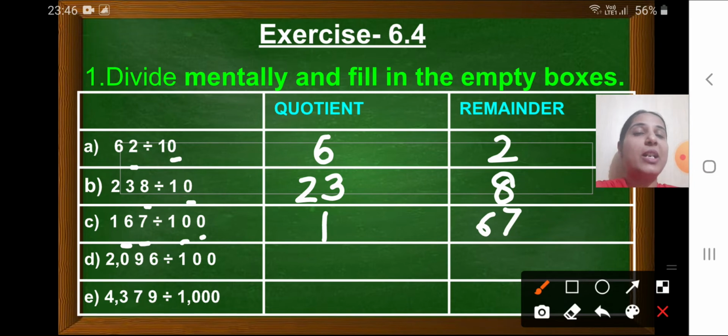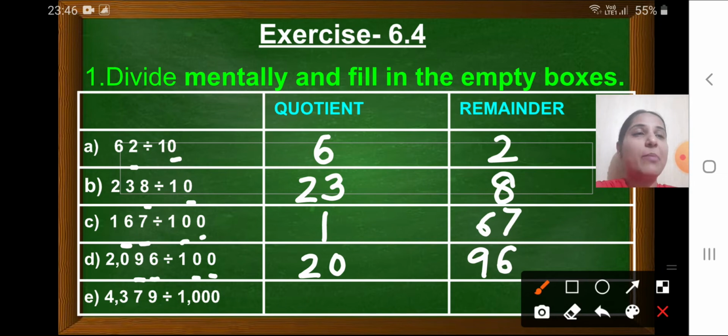2096 divided by 100. It means again you see there are 2 zeros in the divisor here. So we'll move towards left, ones, tens. It means that 96 is the remainder, whereas remaining digits which are 2 and 0, it means 20 is the quotient. Okay. Now let's see question number E.